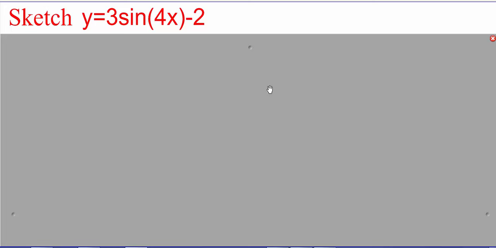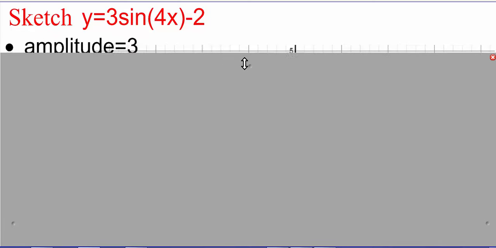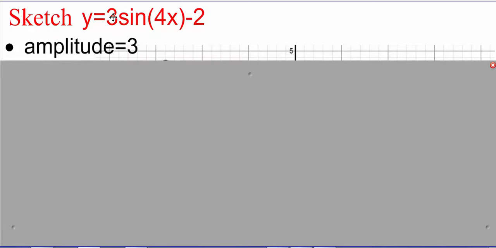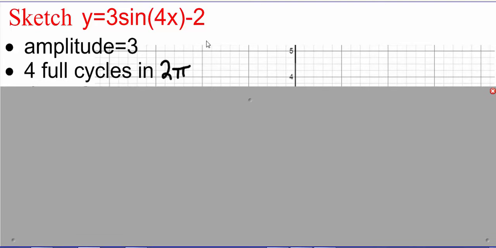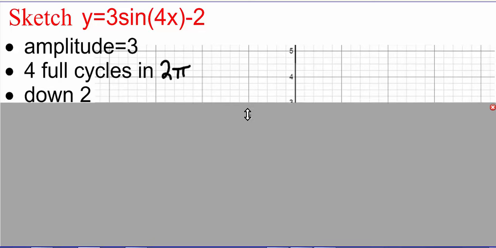Okay, we've been looking at the graphs of sine and cos primarily for the last few days. We're going to now start sketching our own. So looking at this one here, what I know from before, the amplitude is based on the value out front here. So it's going to be a value of 3. We have 4 full cycles of the curve in a distance of 2 pi based on this one here.